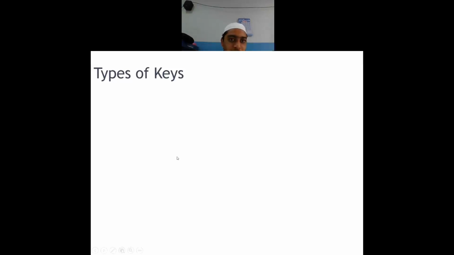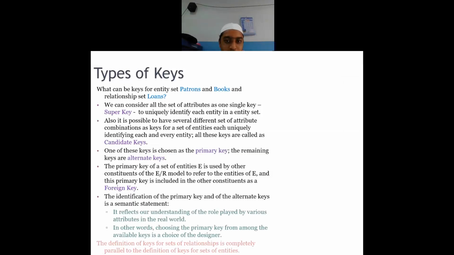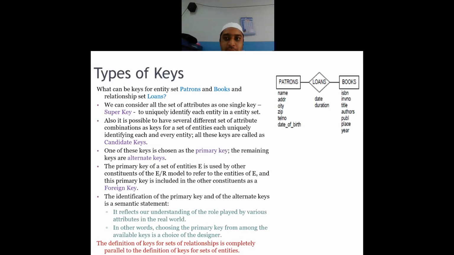We'll quickly go with the review of whatever we have learned earlier. We were talking about keys, and we have seen this particular diagram, where in this ER diagram we have seen that there are certain attributes listed up here. There are two entity sets here and one relationship. So for each entity set and relationship, there are certain attributes listed here.